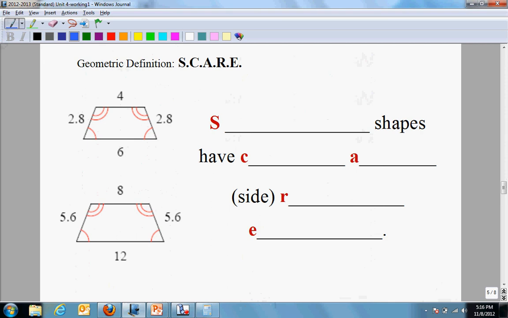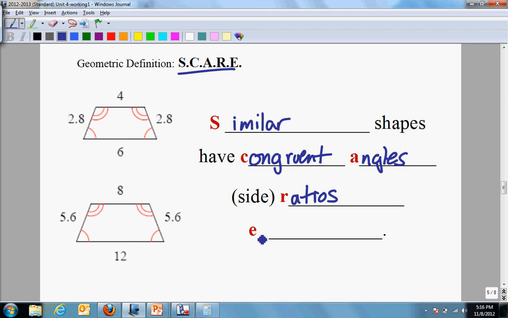Another way to define similarity is geometrically, with the acronym SCARE, which means similar shapes have congruent angles and side ratios which are equal. Congruent angles, side ratios which are equal.